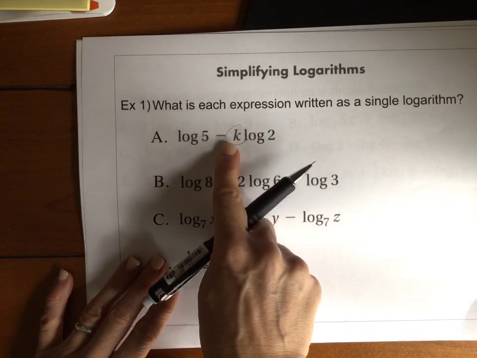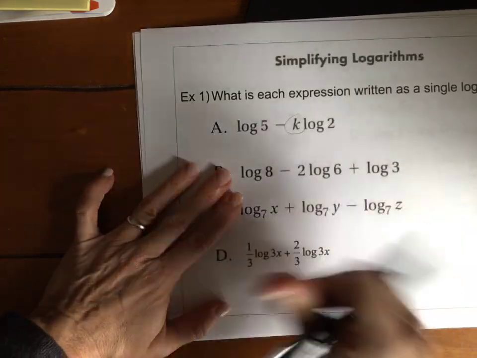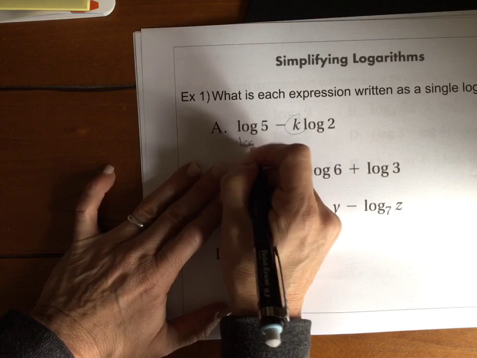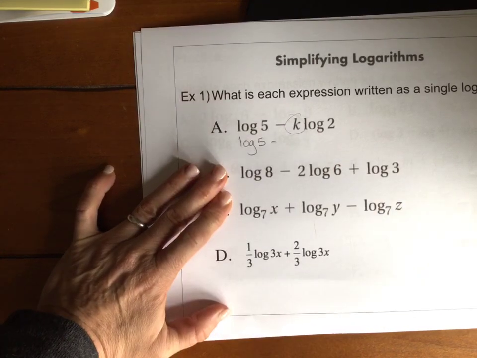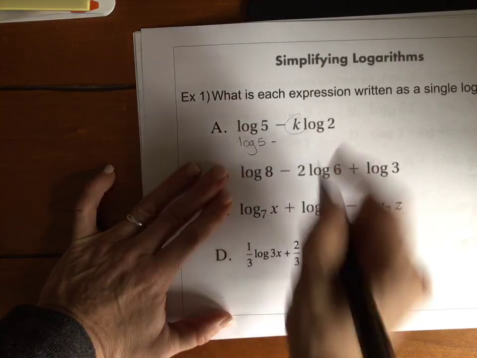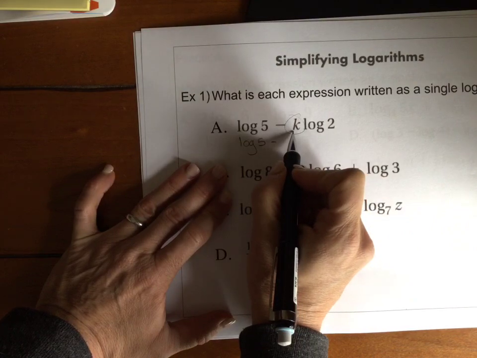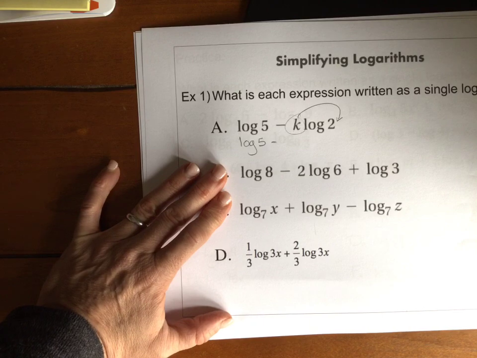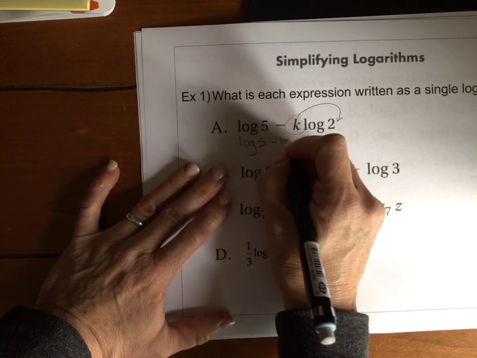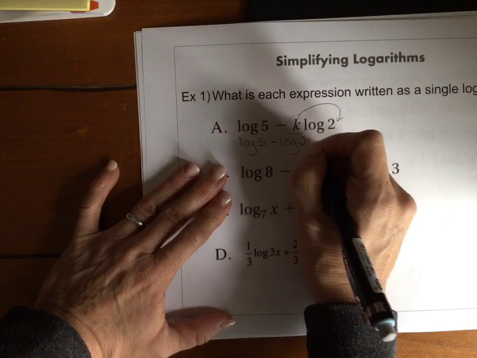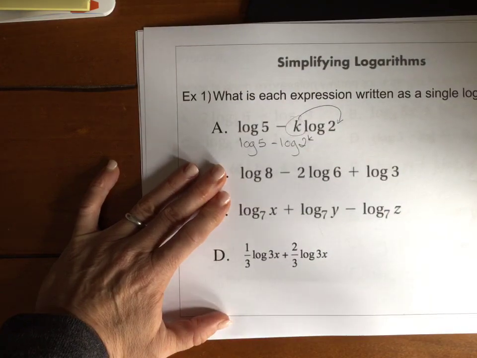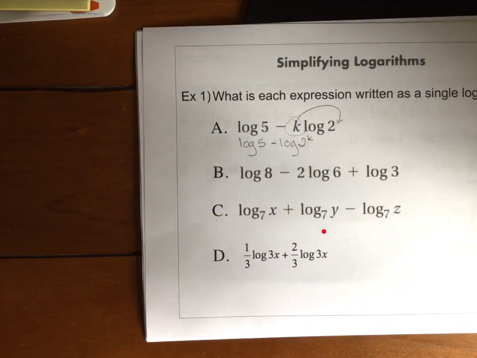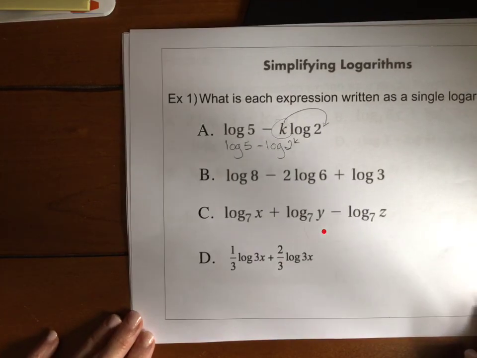I might do this one in two steps. I might first say, okay, log of 5, that's still the same. But because this is being multiplied, this is the power property. So it must mean it's an exponent originally. So minus log of 2 to the k power. That's my first step. Let's see if I can zoom in a little so you guys can see better.